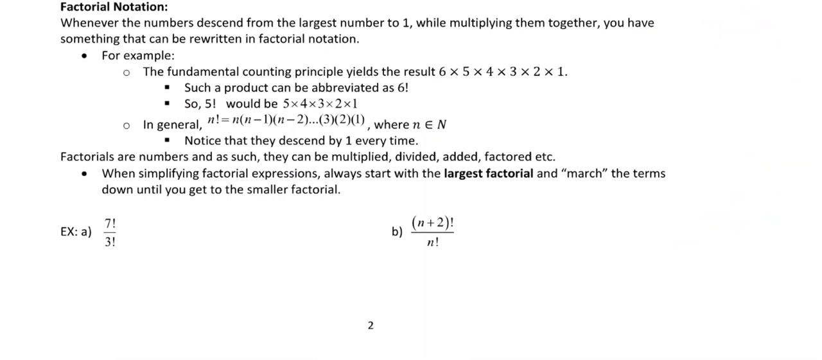Whenever the numbers descend from the largest number all the way down to 1, we actually have a notation for this in math. It's called factorial notation. We had a couple of examples above where it was 6 times 5 times 4 times 3 times 2 times 1. In math, we write that as 6 factorial, with an exclamation point.